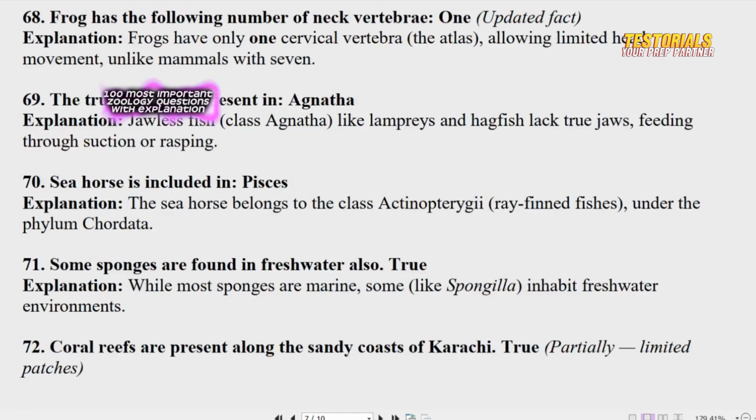69. The true jaw is not present in Agnatha. Explanation: jawless fish of class Agnatha, like lampreys and hagfish, lack true jaws, feeding through suction or rasping.